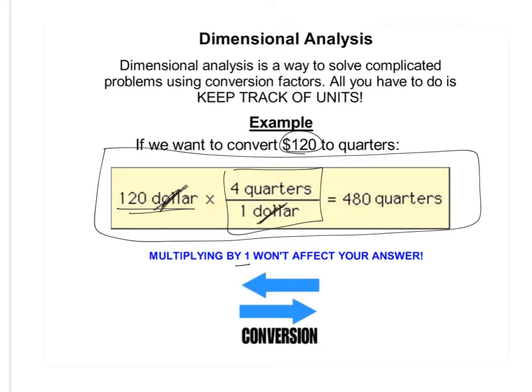They cross-cancel. Like in algebra, you can cancel out x, you can cancel out units. So whatever units you end up with on top, that's what you're going to get in your answer. So if you have something on top that wasn't going to be quarters, then you've done something wrong. So your units will tell you where to go.